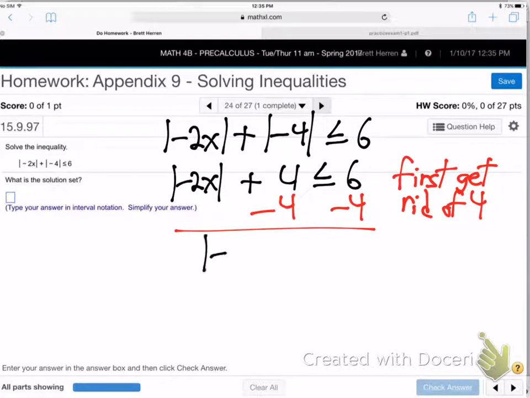And what do we got? Absolute value of negative 2x less than or equal to 2 over there. This is M4B. We started at 11. All right, so we get to there. Now we go to normal mode where we yank off the absolute values, right? Just give them a yank.